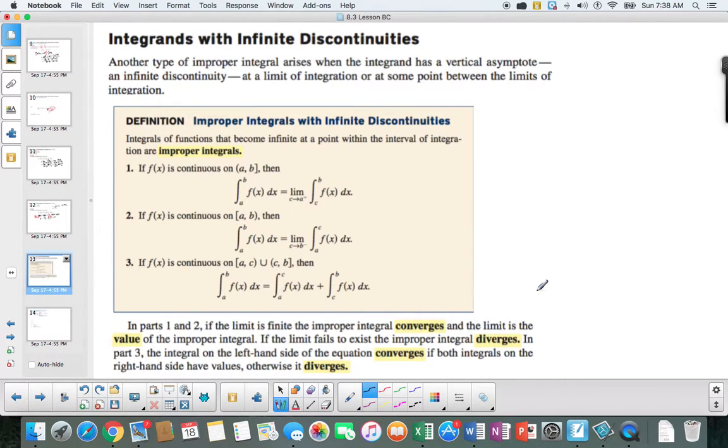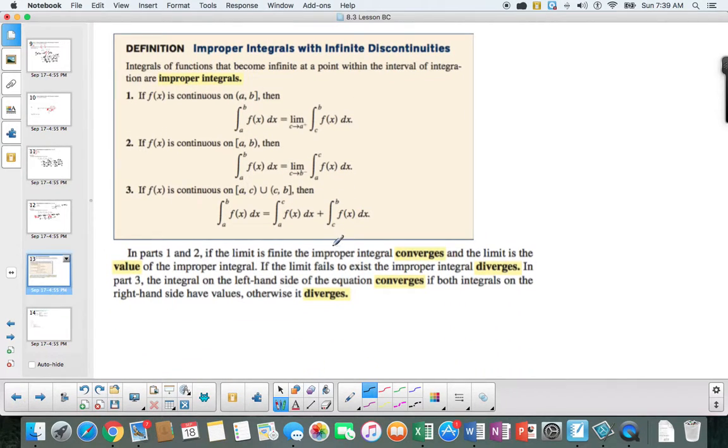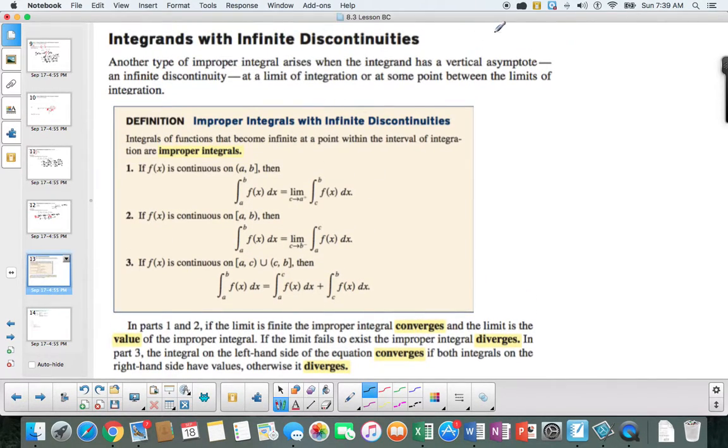So in summary, this is what we've been doing. If you have infinite discontinuities, you can sometimes have them at the endpoints, or you can sometimes have these infinite discontinuities within the interval, and if you do, you just separate them. And this is part 1 of this lesson.